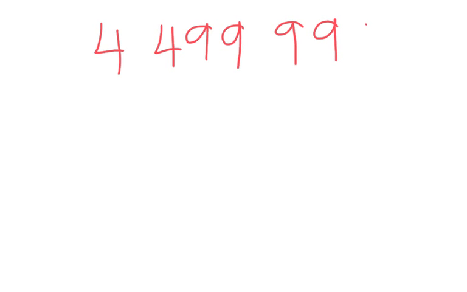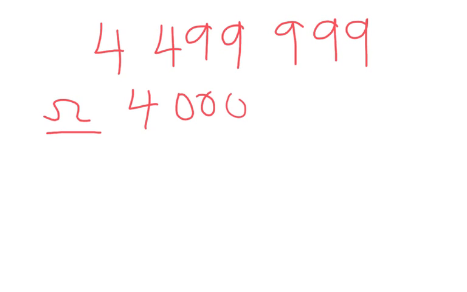Correct 4,499,999 to the nearest million. So here we have 4 million. To correct this to the nearest 1 million, we need to round up 4. 4 is not up to 5, so we can't add a million to our 4 million already. So we are left with 4 million as the nearest million.